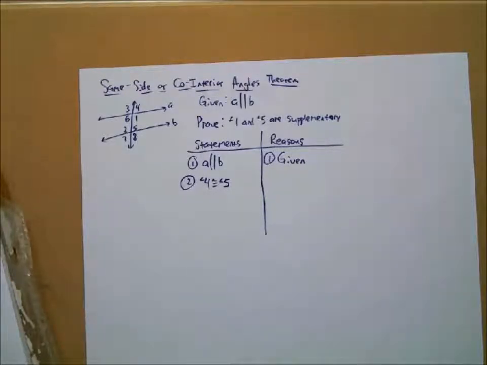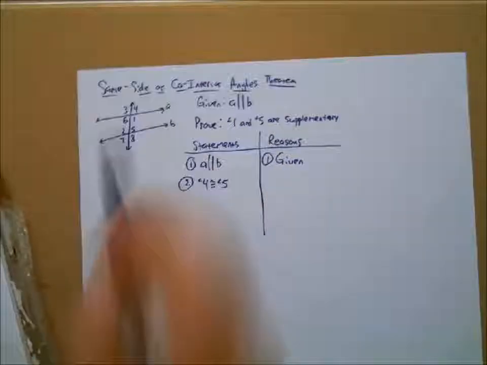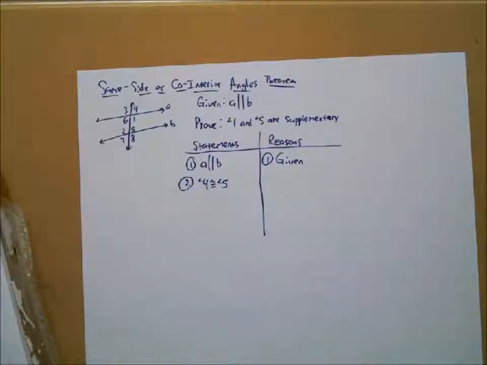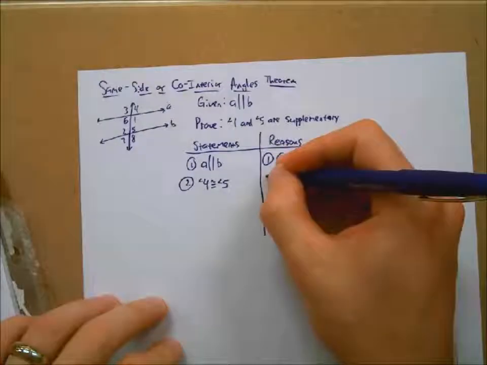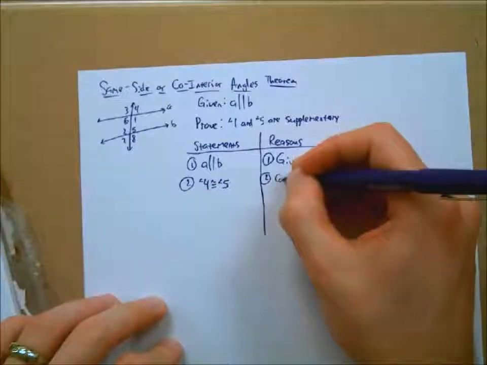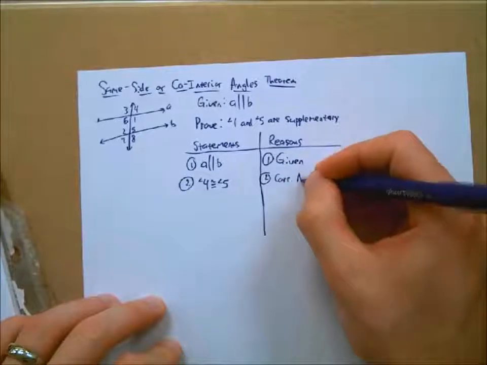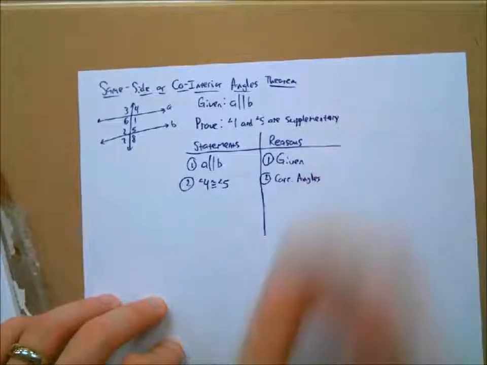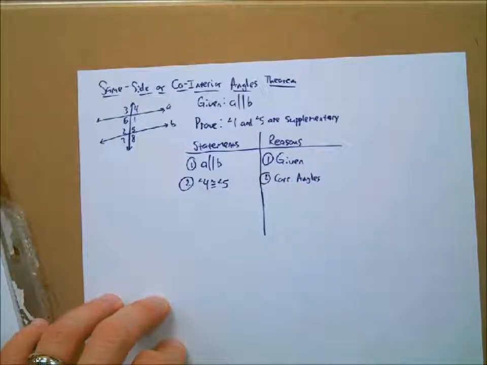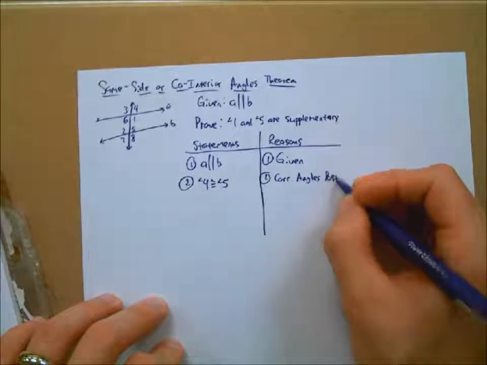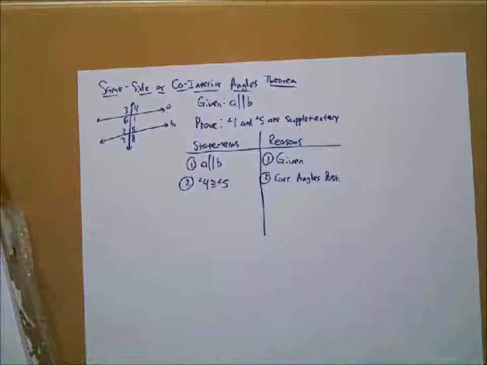All right. So let's see here. Lucas, can you give me a reason why we're going to say here that angle 4 is congruent to angle 5? What can we use to say that? Corresponding, exactly right. Again, I'm going to abbreviate corresponding angles postulate. Okay, corresponding angles postulate. Good, well done.